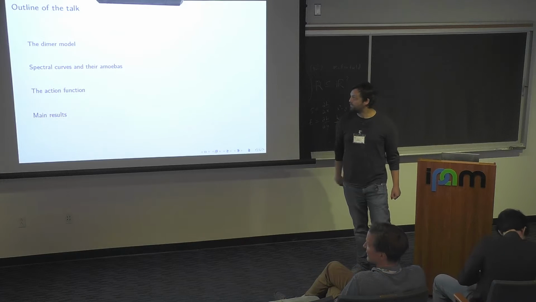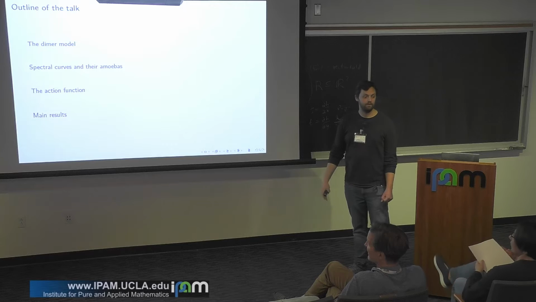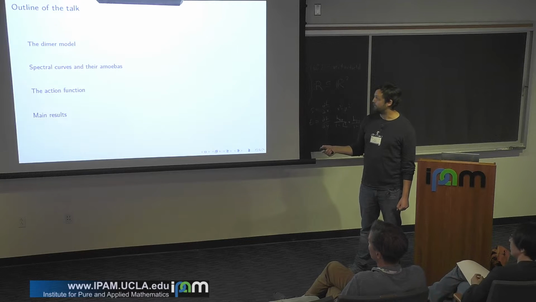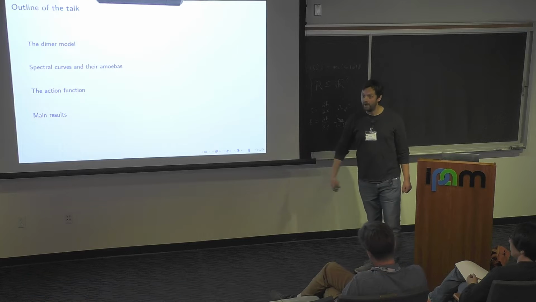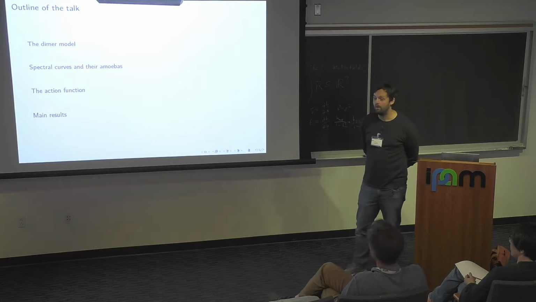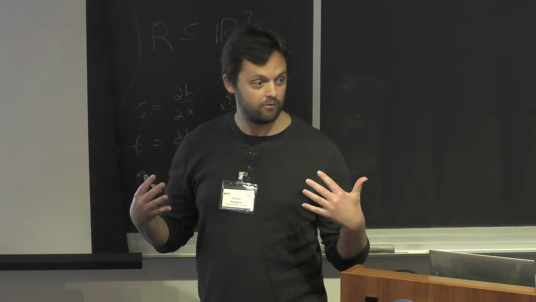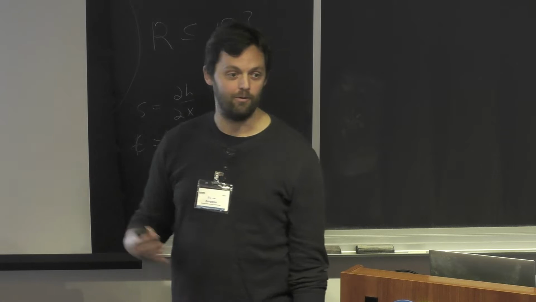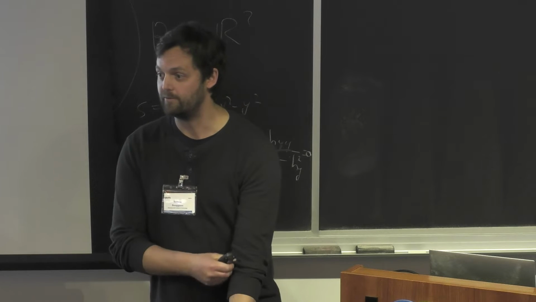So the outline, so first I will talk about the diamond model, which would be the left side of the previous slide, and then go on with the spectral curve and the amoebas, which would be the right side. And after that I will talk about the action function that from our perspective is the object that's connected to both pictures. And finally, in the end, I will tell you all the results we have, or some of the results in our paper. So that's the goal.